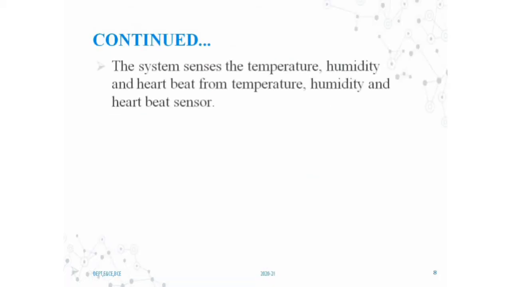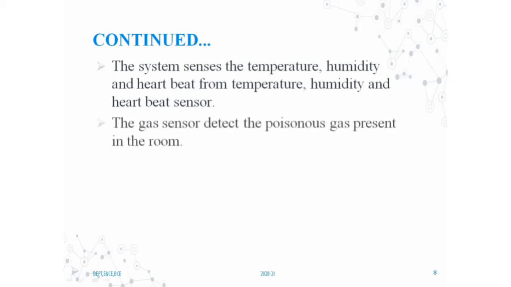The system senses the temperature, humidity, and heartbeat from the temperature, humidity, and heartbeat sensors. The gas sensor detects the poisonous gas present in the room. The sensor data is checked every second and displayed on the LCD, and these values will be synchronized every second.